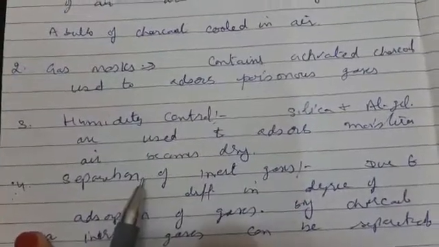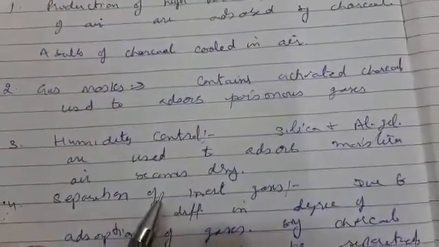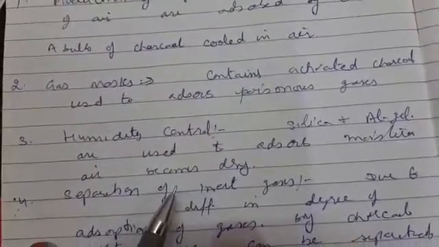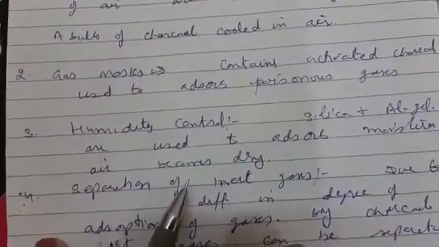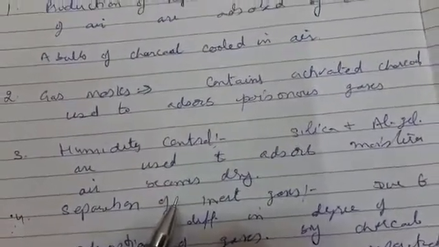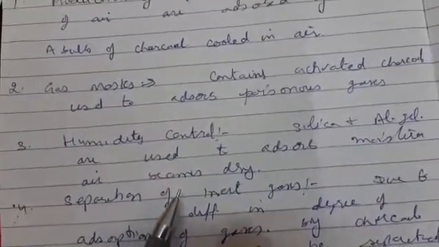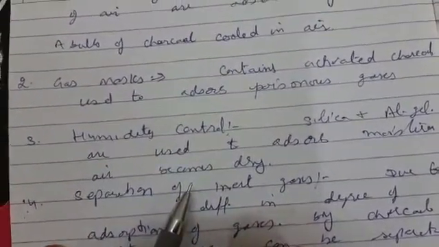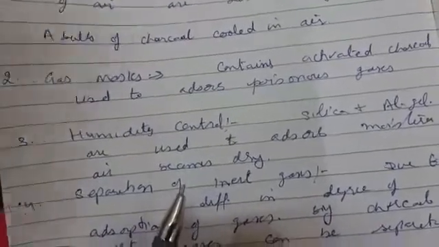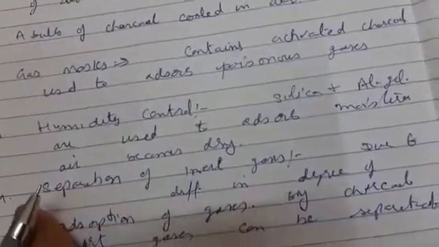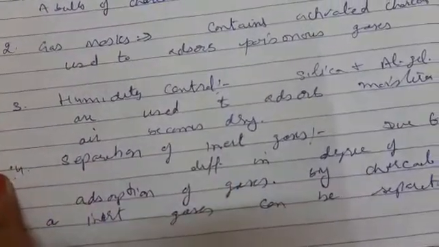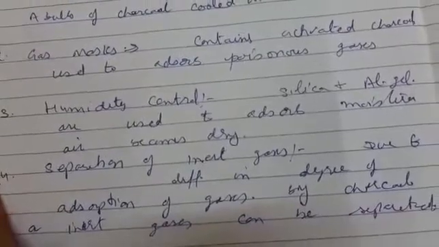After this is the separation of inert gases. Different gases have a different degree of adsorption, as we have already discussed. It depends upon the liquefaction of gases, or critical temperature. If the critical temperature is high, adsorption will be high. It means gases which are easily liquefied can be easily adsorbed. So to separate inert gases, this adsorption process is helpful because different gases have different degrees of adsorption, and by this we can separate the inert gases from the mixture.